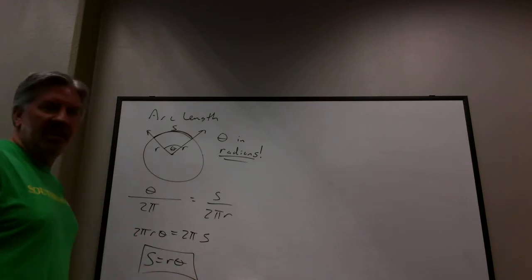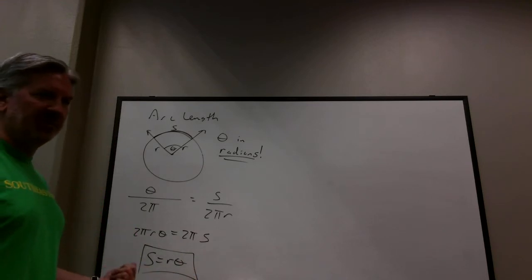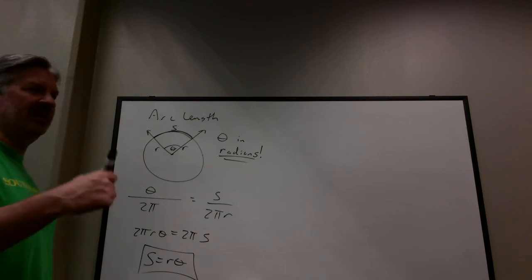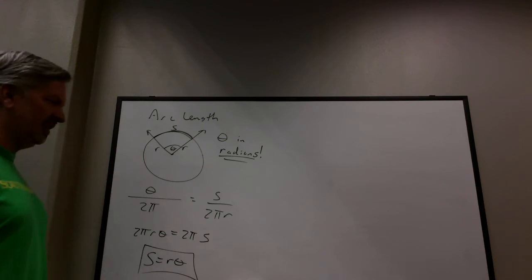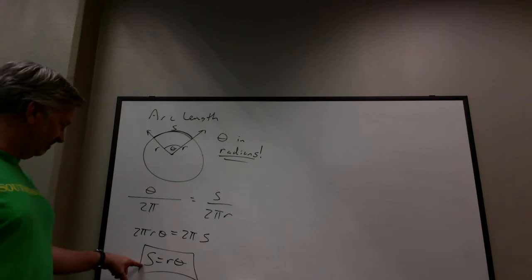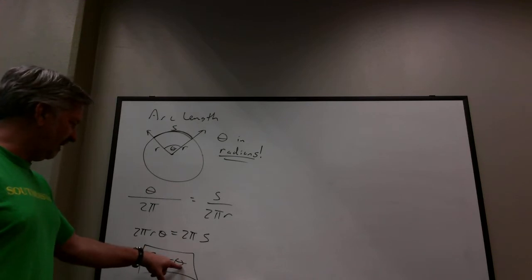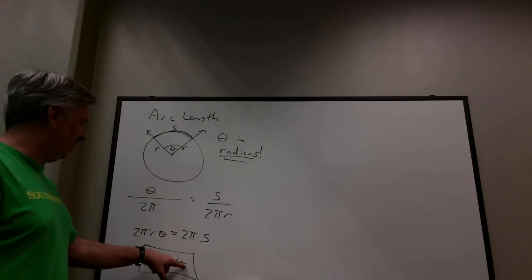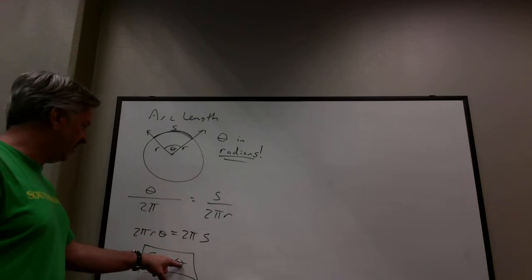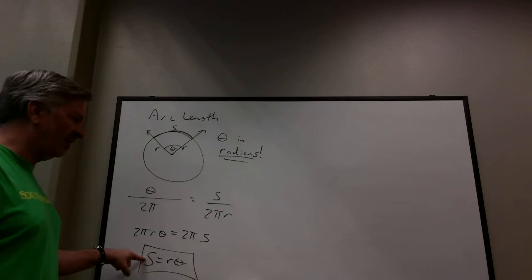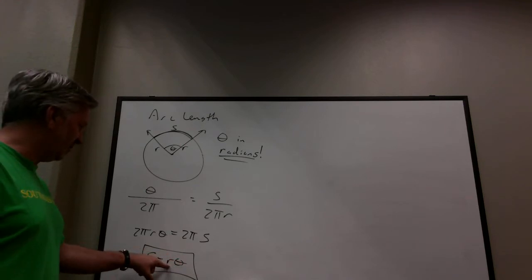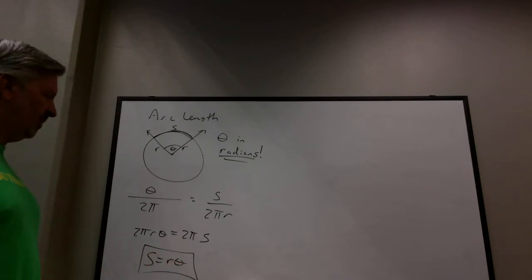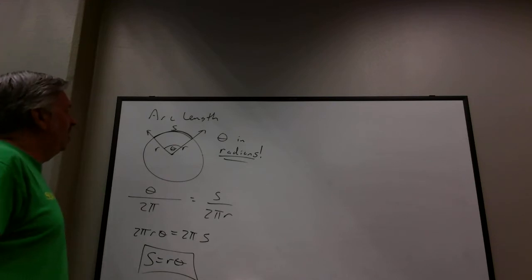S is r theta. Actually, you kind of saw this coming when I was developing the formula that pi radians was 180 degrees. Remember, I said an angle of 1 radian cuts out an arc of 1 times r. And if you had 2 radians, it cut out 2r. I mean, we saw that before. Okay, so S is r theta.